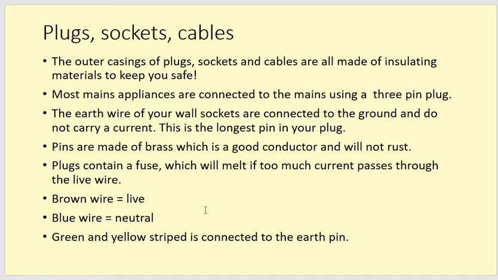You have 3 colours of wire in there. You have brown, which is live, blue, which is neutral, green and yellow stripes, which is connected to the earth pin. These colours are the same for all plugs in the UK. Those colours have been chosen because for people that have colour blindness, in other words, they are not able to differentiate between different colours easily, these are colours that do not get confused with each other, so you can still see them. And that is why the green and yellow is also striped, to make it easier to stick out.